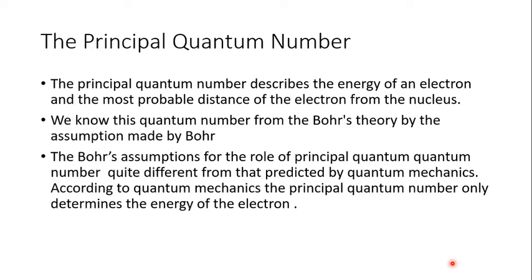Bohr's assumption for the role of the principal quantum number is quite different from that predicted by quantum mechanics. According to quantum mechanics, the principal quantum number only determines the energy of the electron. Okay, so it determines what? Energy, and according to that energy, we say that it is present in the first shell, second shell, or third shell. But in Bohr's orbit, it was directly the first orbit, the second orbit, the third orbit. It talks about the number of the orbit, and quantum mechanics talks about the energy. It tells us about that energy.